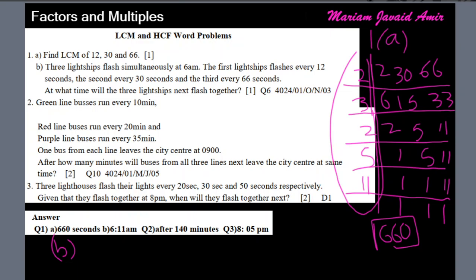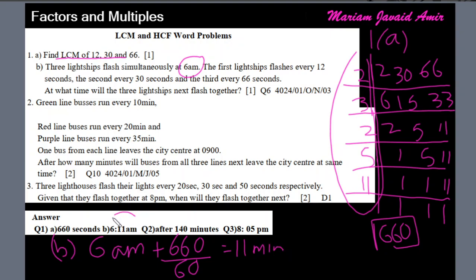So we've already found the LCM of these three numbers. The LCM was 660. So 660 seconds need to be added to 6 a.m. 6 a.m. plus 660 seconds. 660 seconds divided by 60, and we will get 11 minutes. So add 11 minutes to 6 a.m. and we get 6:11 a.m.